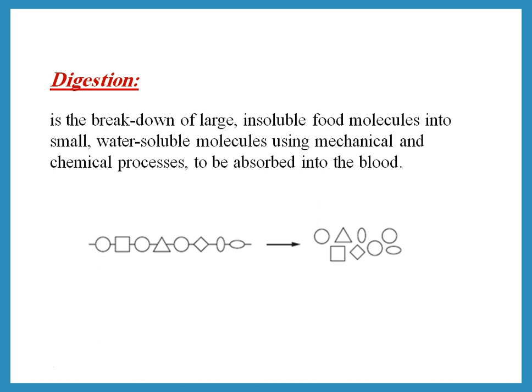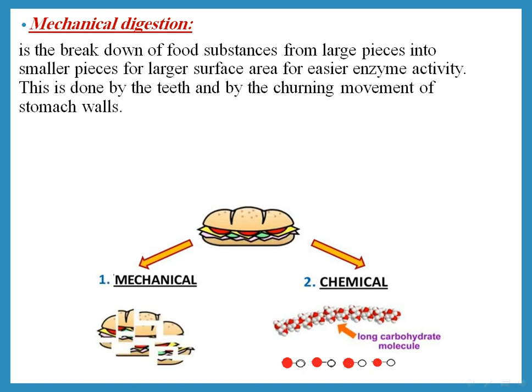So digestion is the breakdown of these large insoluble food molecules into smaller water-soluble molecules that can be absorbed into the blood. Now, how do we do digestion? We do digestion by two methods. We do it by mechanical digestion and chemical digestion. The first thing you do to your sandwich is that you bite into it, you chew it with your teeth. This is called mechanical digestion.